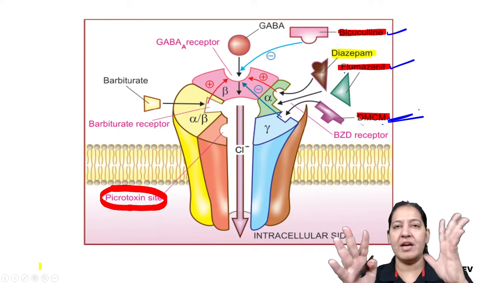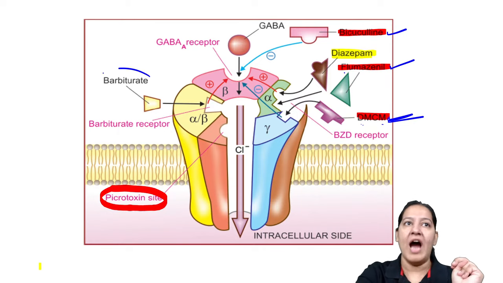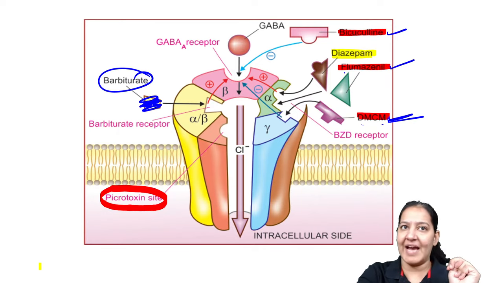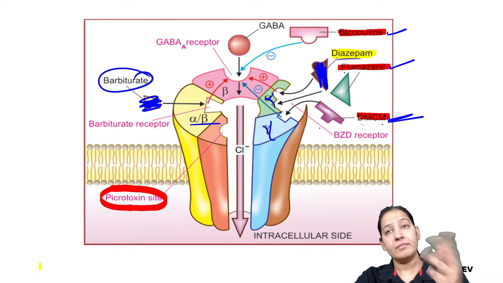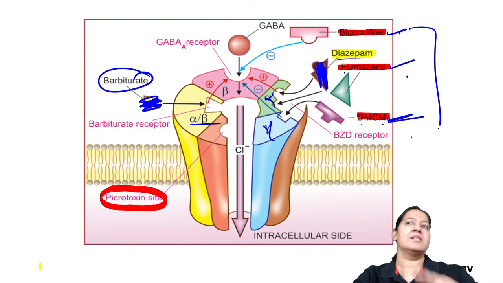In the GABA receptor, I have taught you two drugs now. Till now, I have taught you benzodiazepine, which acts at the alpha-beta junction, and barbiturate, which acts at the alpha-gamma junction. Let me teach you three more drugs which act on the same receptor.